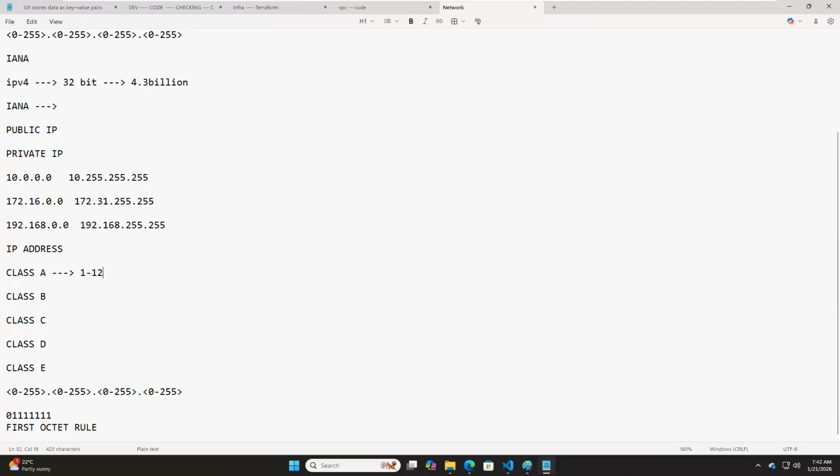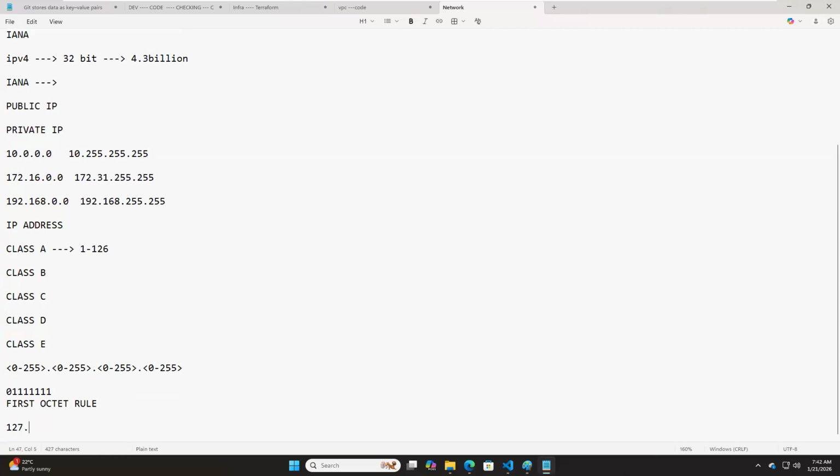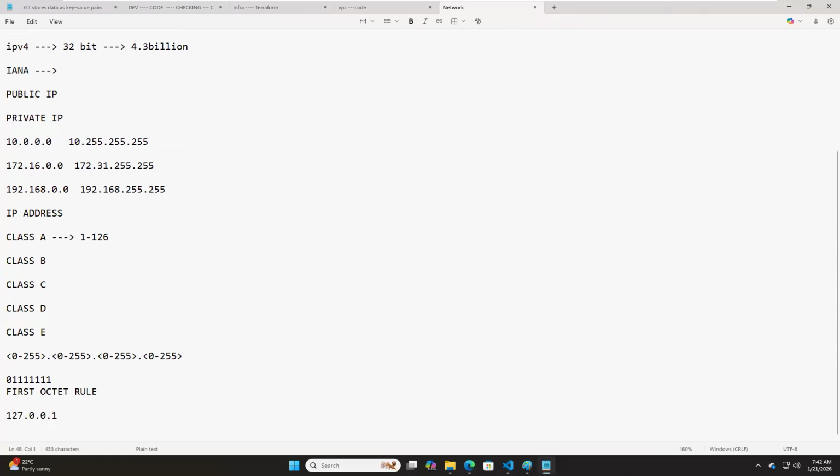Even though the first octet rule allows 127, it is not used for normal addressing. 127 is used as a loopback address. By default, 127.0.0.1 is called the loopback address, or what I will call localhost. Have you ever seen this localhost?